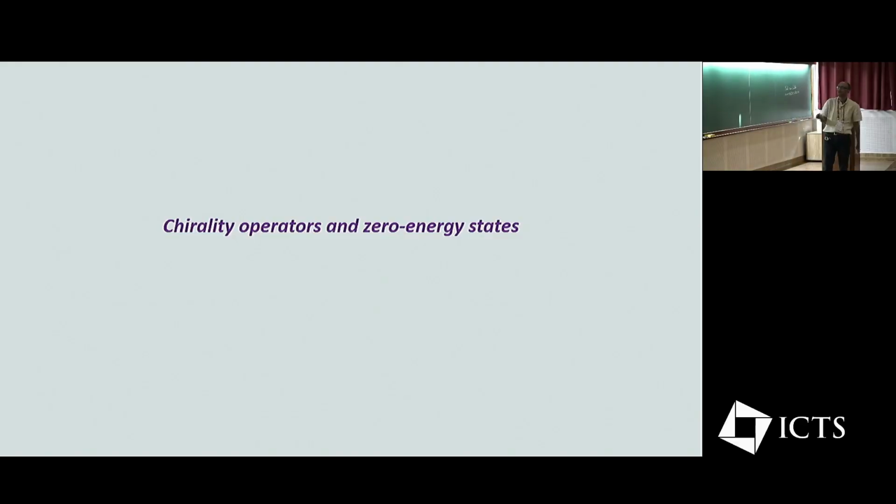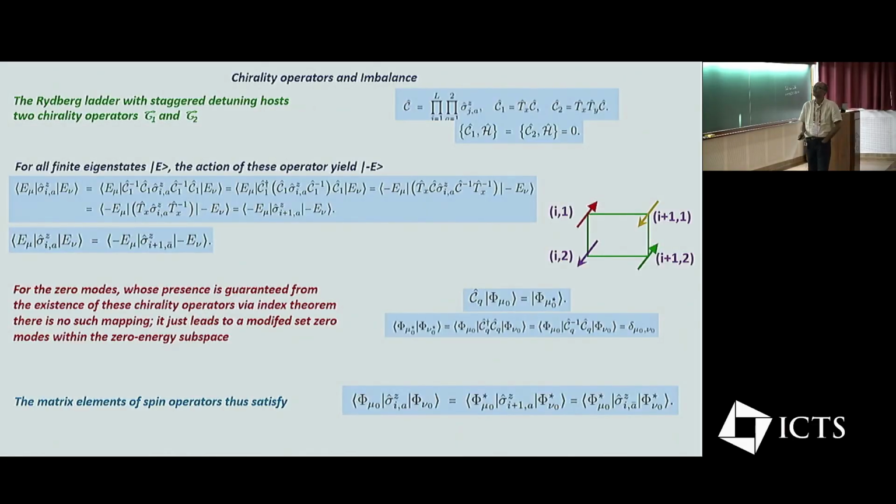So let me just talk a little bit about these chirality operators and their role. So here, this Rydberg lattice has two chirality operators, C1 and C2, and these are given in combination of this product of sigma z, this C, and the translation operators. And this tells you that both of these anticommute with the Hamiltonian, and this tells you that there should be an exponentially large number of zero energy states, which follows from the index theorem. Okay. It also tells you that there is an E to minus E symmetry in the spectrum.